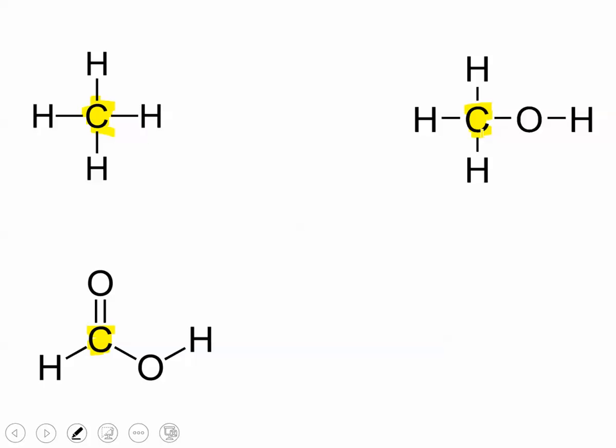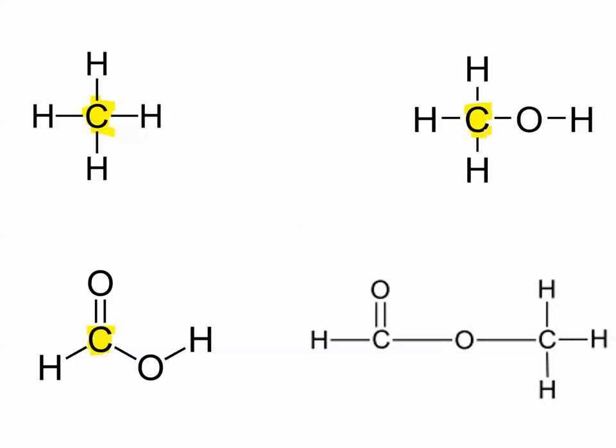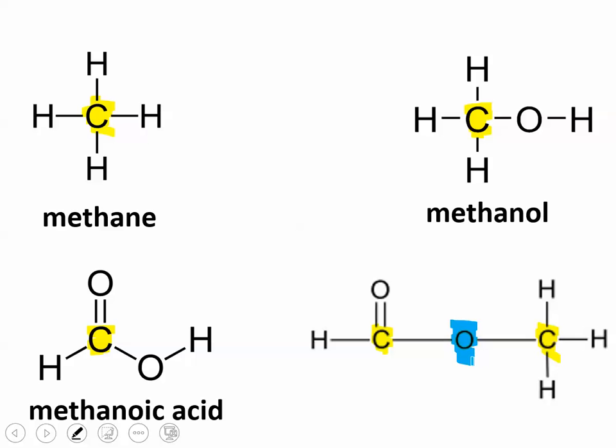What I want to put up now is one that's a little bit more complicated. Now this has two parts to it. If you look carefully, you should be able to see that there's one carbon here and one carbon here, and we actually use those carbons at either side of that oxygen to name them. So you can see the oxygen in the middle there. Okay, so I want to bring up the names and I want you to see if you can see what they have in common. So we've got methane, methanol, methanoic acid, and methyl methanoate. If you want to stop the clip, please do so now.